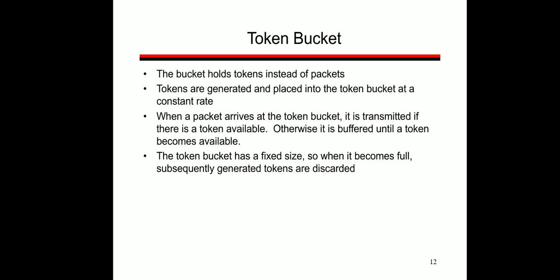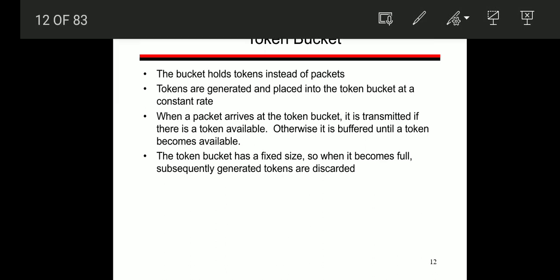The bucket holds tokens instead of packets. Tokens are generated and placed into the token bucket at a constant rate. When a packet arrives at the token bucket, it is transmitted if there is a token available. Otherwise, it is buffered until a token becomes available. The token bucket has a fixed size, so when it becomes full, subsequently generated tokens are discarded.